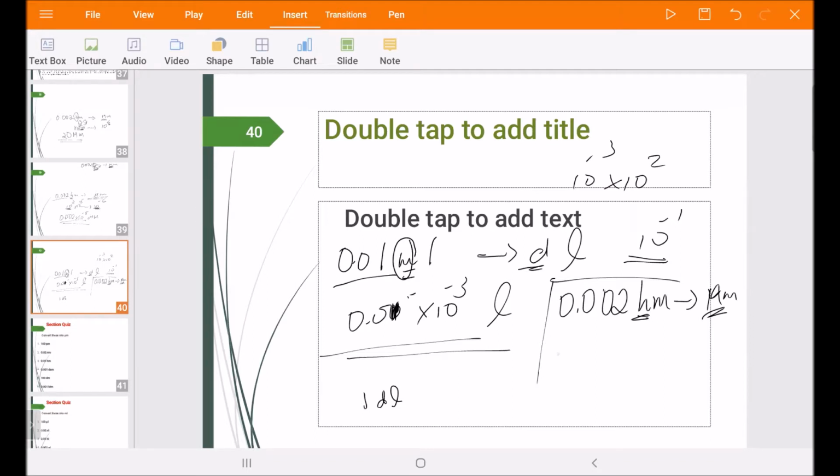So now, for example, one hecto, I mean hecto, to bring it to mega, what do I have to do? I have to multiply this by 10 to the power of minus 4, which gives mega. Or I can write this as 1 mega equals 10 to the power of 4 hecto.